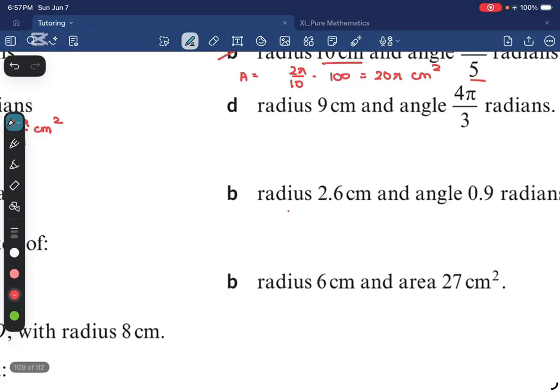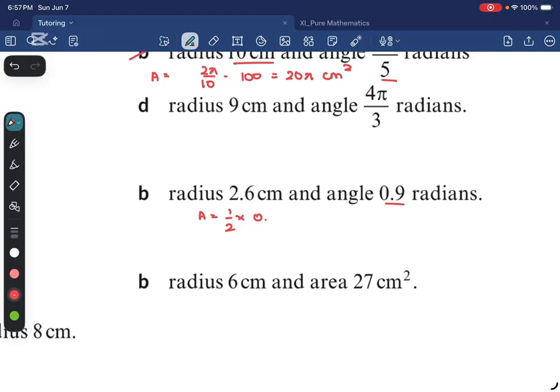For B, it's the same. Area is just half times, what is theta? It is 0.9 in radians, times 2.6. So if you're given in degrees, you have to convert it, right?